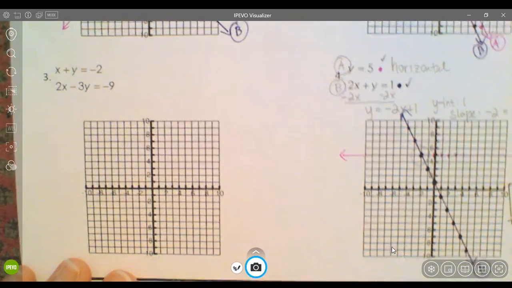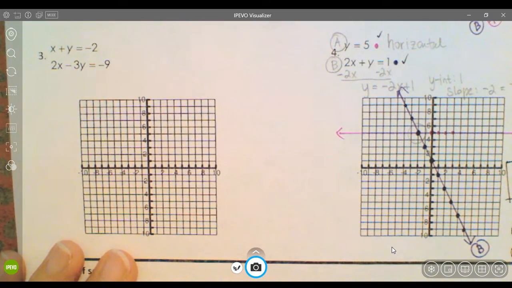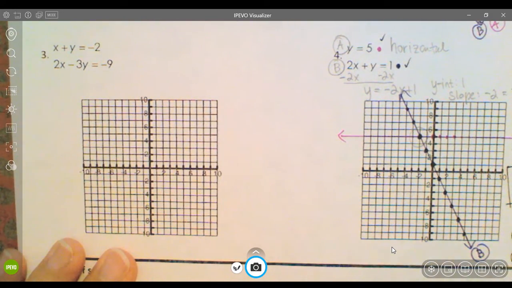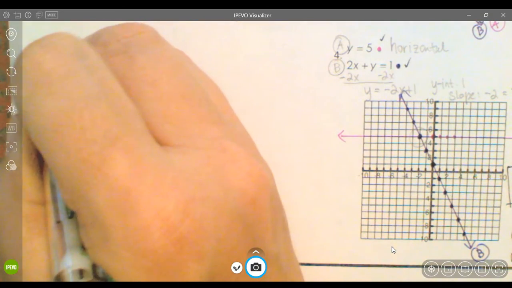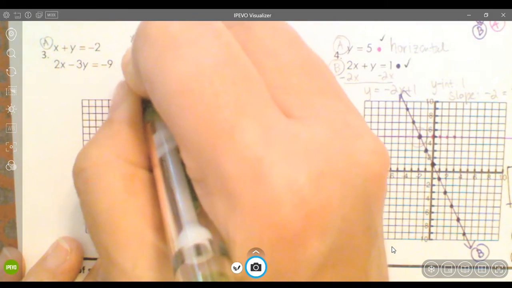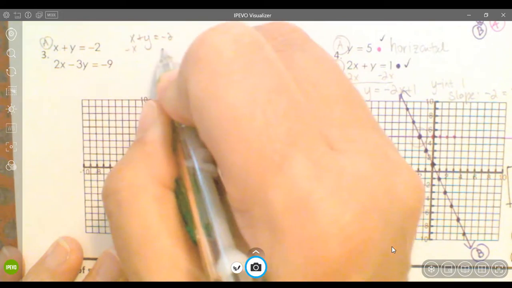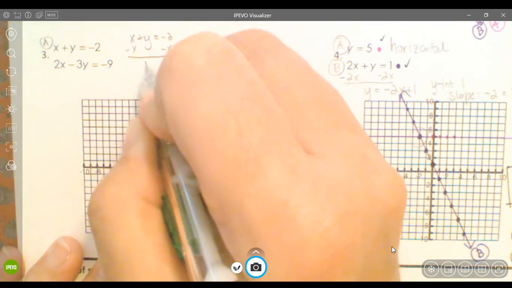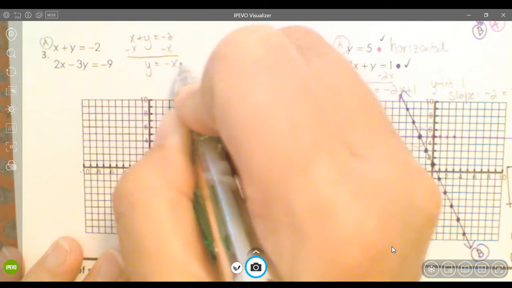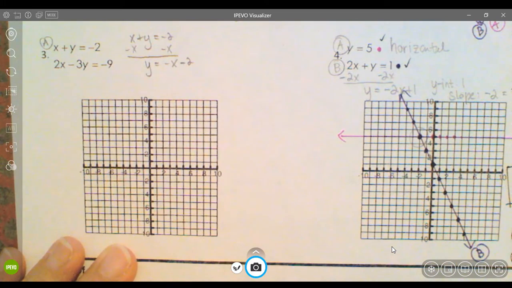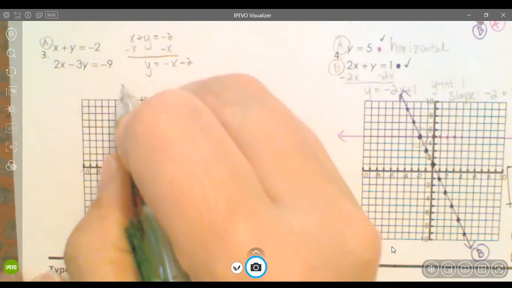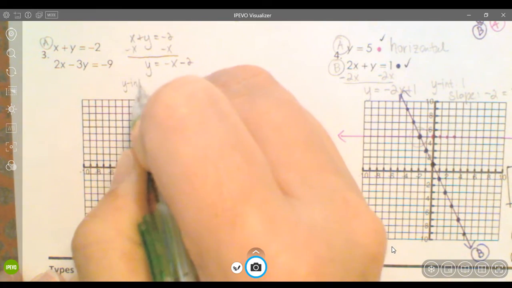I've got x plus y equals -2. And again, that's not in slope-intercept form, but I'm going to make it in slope-intercept form. So if I have x plus y equals -2, I'm going to subtract the x, and I get y equals -x minus 2. So my y-intercept is -2.